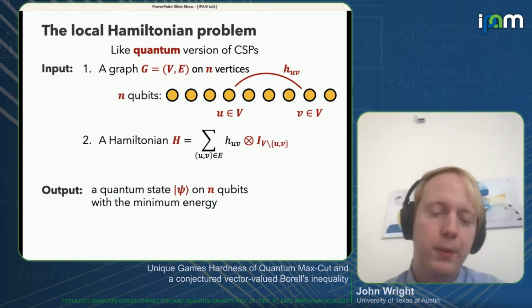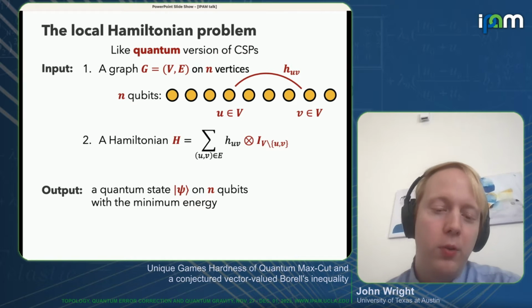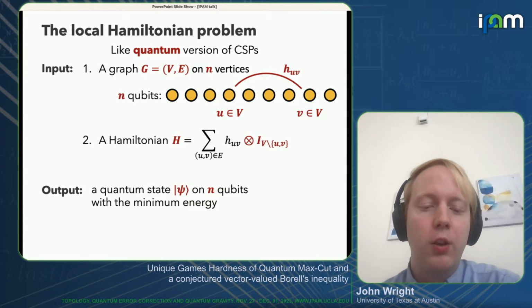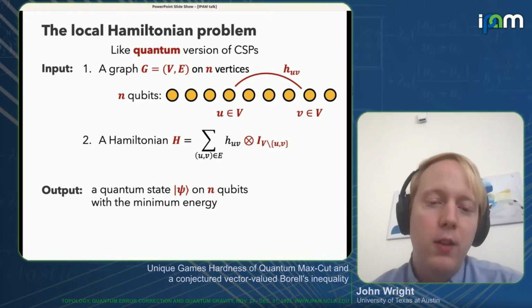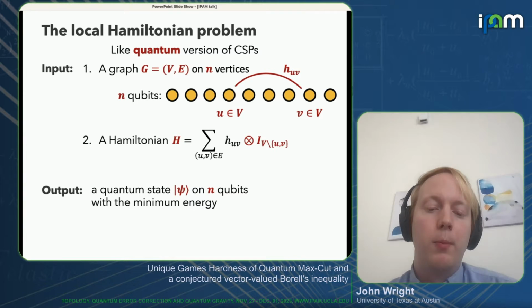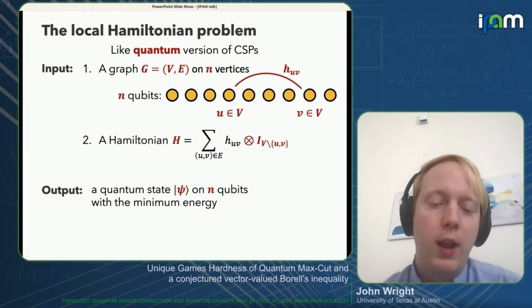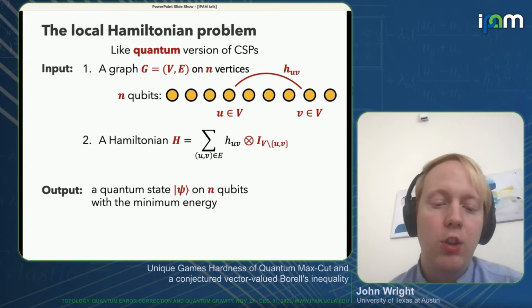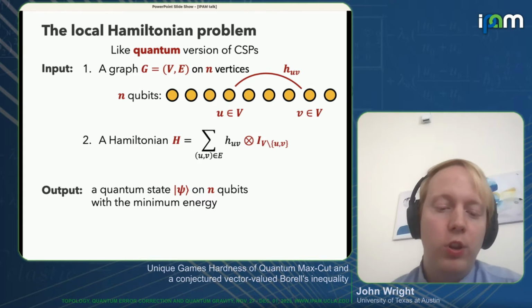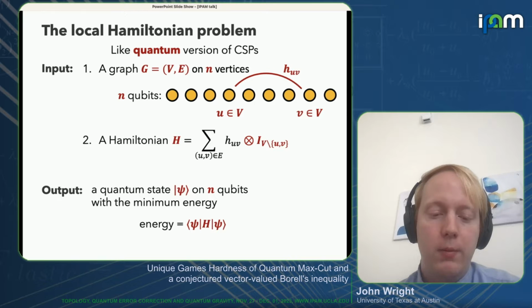Now, our output is going to be the ground state or the ground state energy. So what does that mean? Well, that means that we want to output a quantum state psi on n qubits that has as minimum energy on this Hamiltonian H as possible, where the energy is defined as <psi|H|psi>.